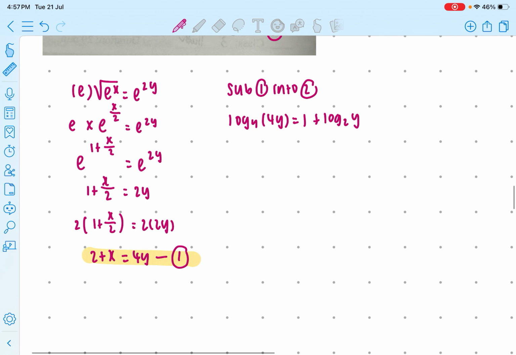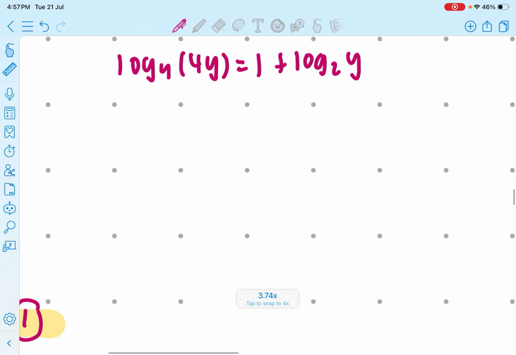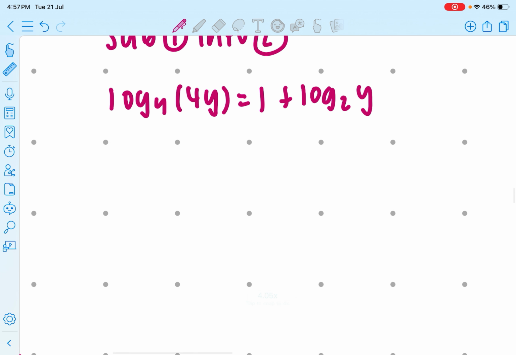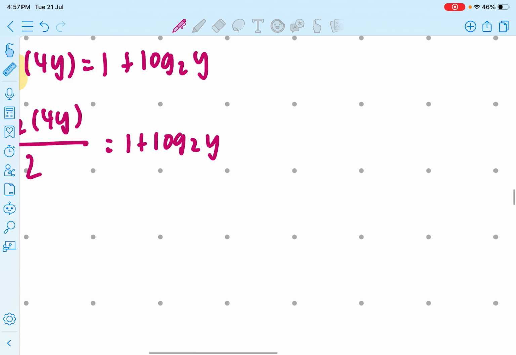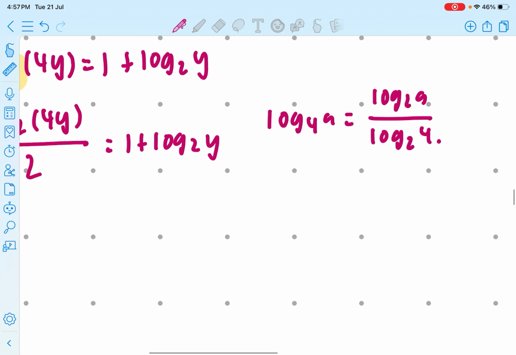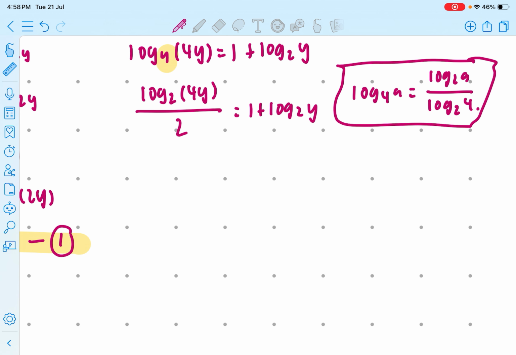Now we use the change of base formula. We change log base 4 into base 2, so now it'll be log base 2 of 4y, over log base 2 of 4, equals 1 + log base 2 of y. The reason we can do that is because log base 4 of a equals log base 2 of a over log base 2 of 4. That's the relationship.